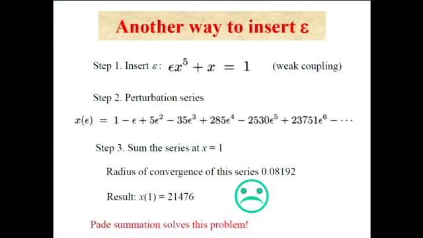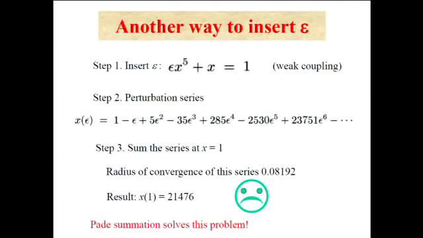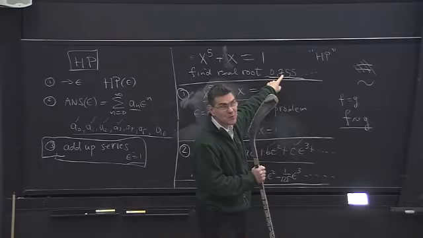Now, if you try to sum the series at, I wrote x equals 1, but I mean epsilon equals 1. The radius of convergence of the series is 0.08. And you're plugging in epsilon equals 1. So it looks like we have here a disaster if you just take this series just up to this point and you plug in epsilon equals 1. The prediction is that x of 1 is 21,476, which is not a good approximation to 0.755. It's not really a very good approximation.